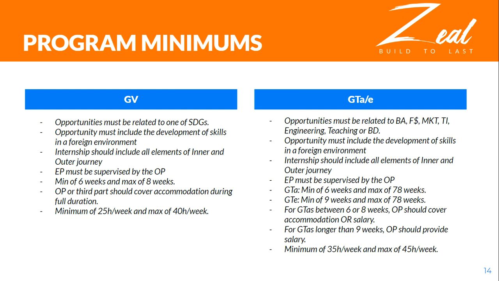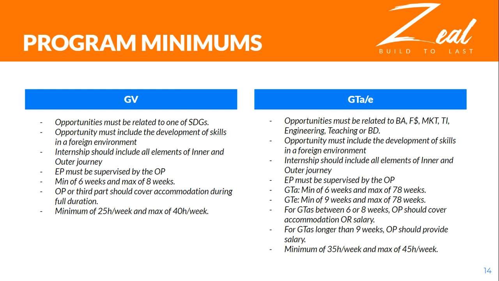For the minimum period, for global talent is 6 weeks and maximum is 78. For global teacher, the minimum is 9 and the maximum is 78 weeks. For global talent, between 6 and 8 weeks, the OP should cover accommodation or salary. This salary should cover accommodation.